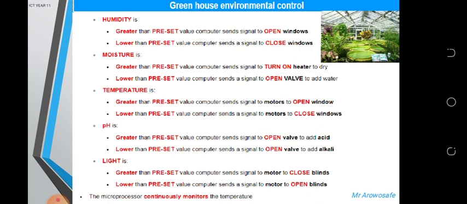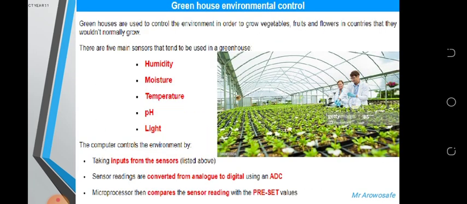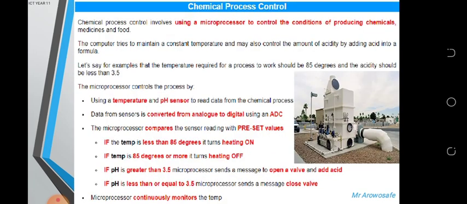If light is greater than preset value, computer sends signal to motor to close blind. Then if light is lower than preset value, computer sends a signal to motor to open blind. So at this stage now, the microprocessor continuously monitors the temperature. I hope you are getting my message here. Yes. So now let's quickly move to the next slide.